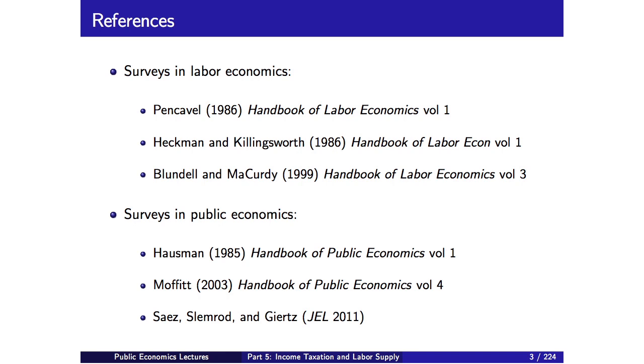Okay, so it's a huge literature in terms of papers, and also there are lots of surveys of this literature. So going back to '86, there are surveys in the Handbook of Labor Economics, and then that's kind of been updated over the years. In public economics, this one is good on the nonlinear budget set methods. This has more recent stuff, including taxable income elasticities. On the taxable income stuff, the Saez and co-authors' recent JEL article is the best comprehensive summary.